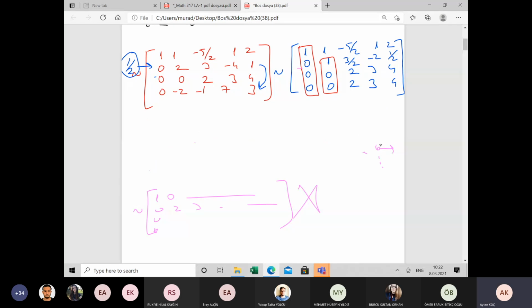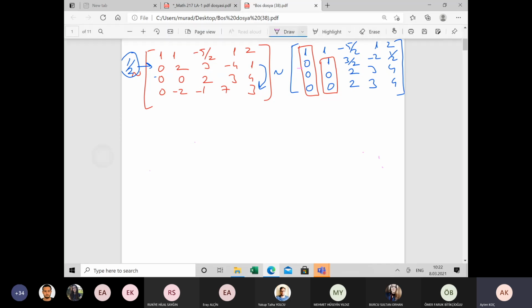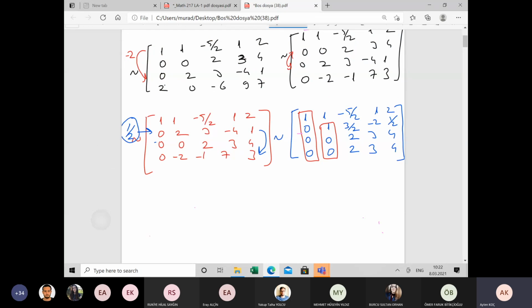Yes, and the next one, our aim is to get 1 here, and then to get 0 here. It's okay, same entry. So I think it will be appropriate. And look at the third one, the last row: 0 0 0 2 3 3 4 4, which means this matrix has at least one 0 row.